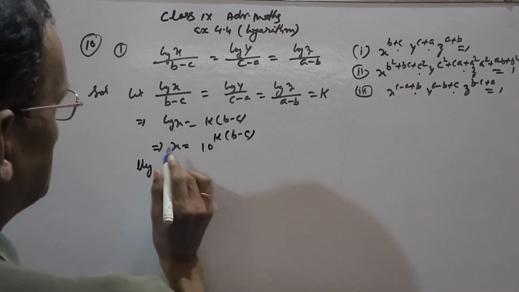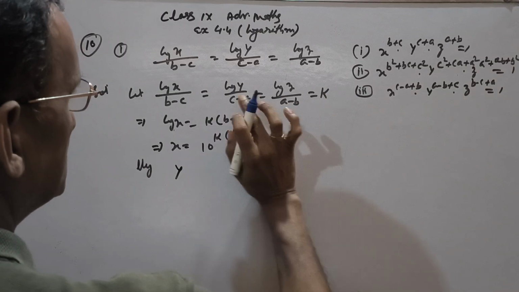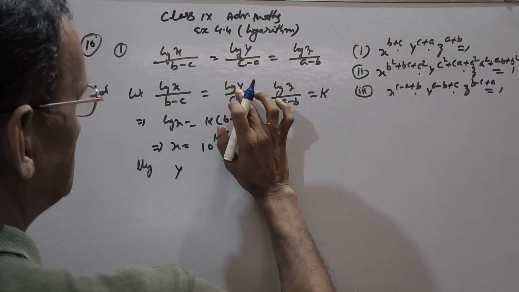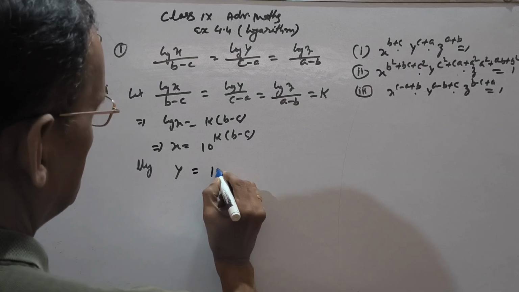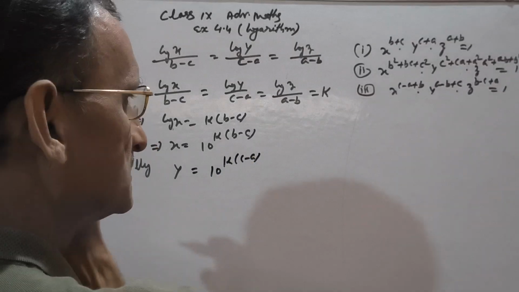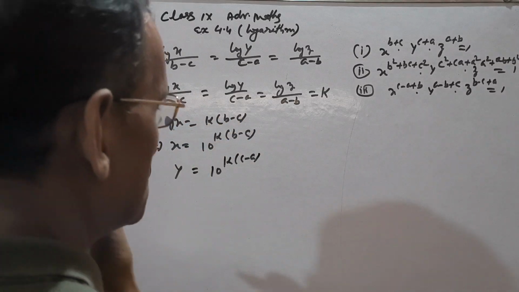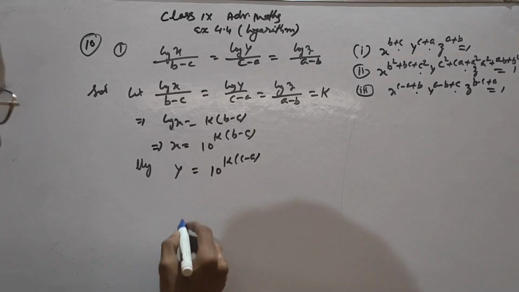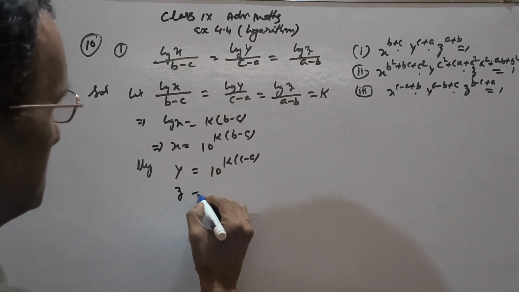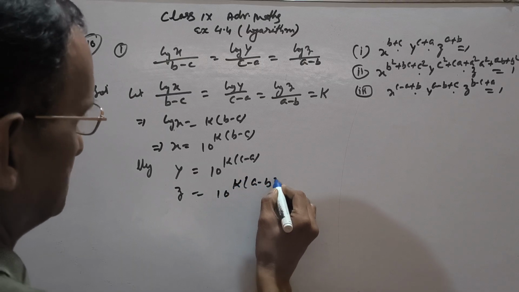Similarly, from the second equation, what will we get? Log y equal to k into c minus a. Then log base 10 is given here, so directly you can write y equal to 10 to the power k into c minus a. Understood now? Almost the same thing, you can mention the steps, but if you have understood, you can do it directly also. And from the third one, what do we get? z equal to 10 to the power k into a minus b.